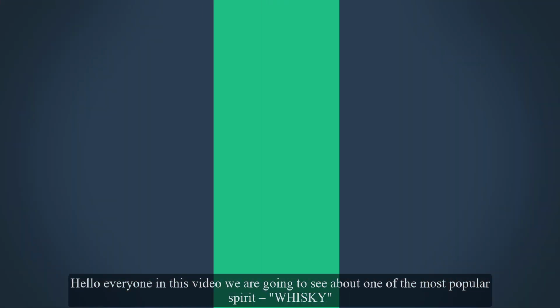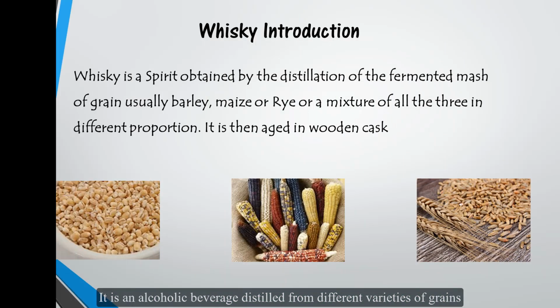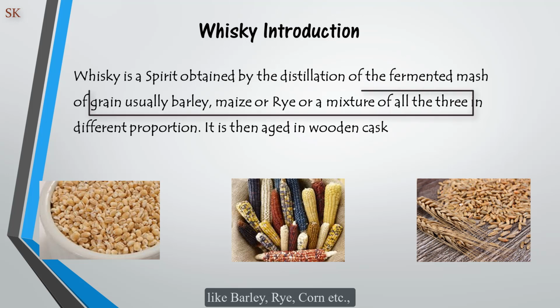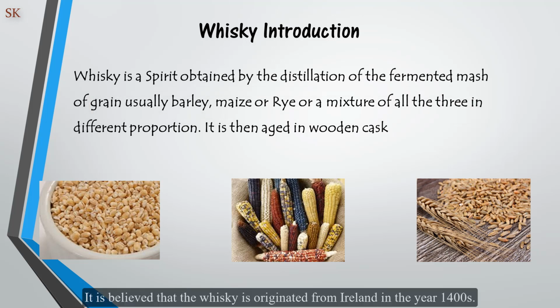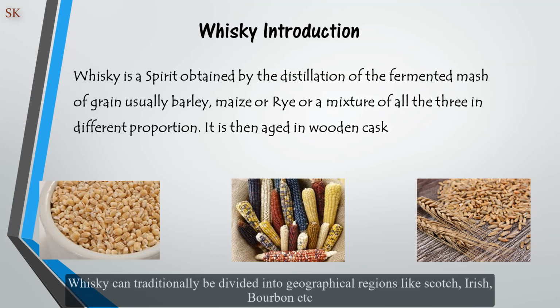Hello, in this video we are going to see about one of the most popular spirits, whiskey. It is an alcoholic beverage distilled from different varieties of grains like barley, rye, corn, etc. It is believed that whiskey originated from Ireland in the year 1400. Whiskey can traditionally be divided into geographical regions like Scotch, Irish, Bourbon, etc.